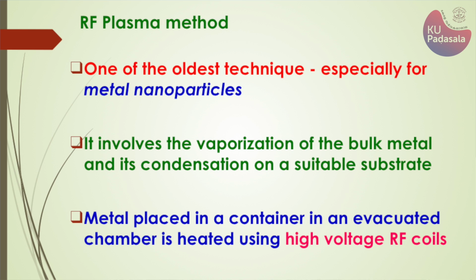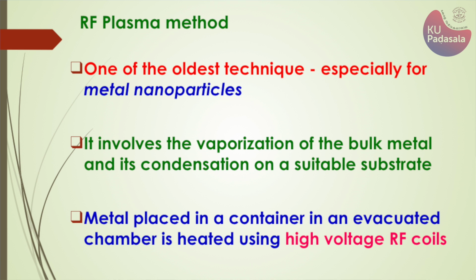First of all, RF plasma method. RF stands for radio frequency. It is one of the oldest methods for the preparation of nanomaterial, especially applicable to metal nanoparticles or MNPs like gold or silver nanoparticles, etc. And this method involves the vaporization of the bulk material and it is then condensed on a suitable substrate or the surface of a suitable substrate.